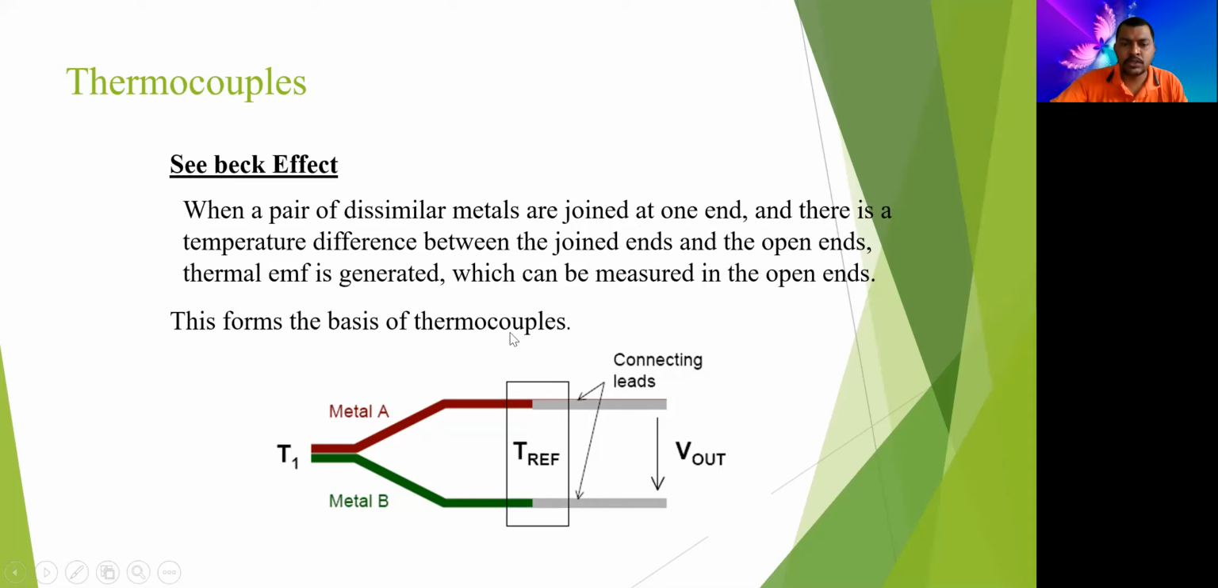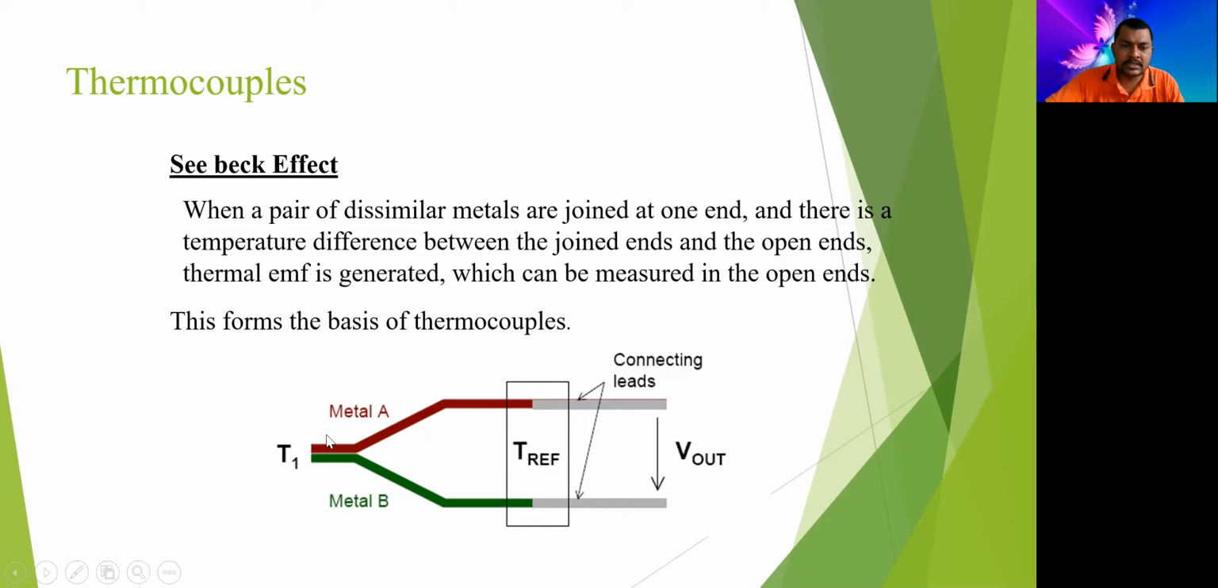So what we are trying to do is join two wires of two different metals, right? So what we have done over here, we have joined this metal A and metal B. Green and red color is shown for the two different metals. So they are joined over here, and the other ends are kept at reference temperature, right? So this is actually kept at, say, absolute zero, right?